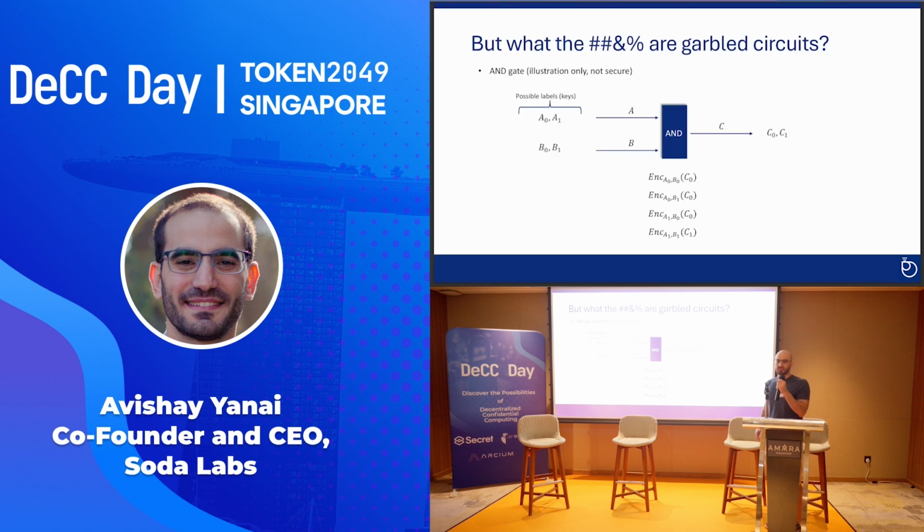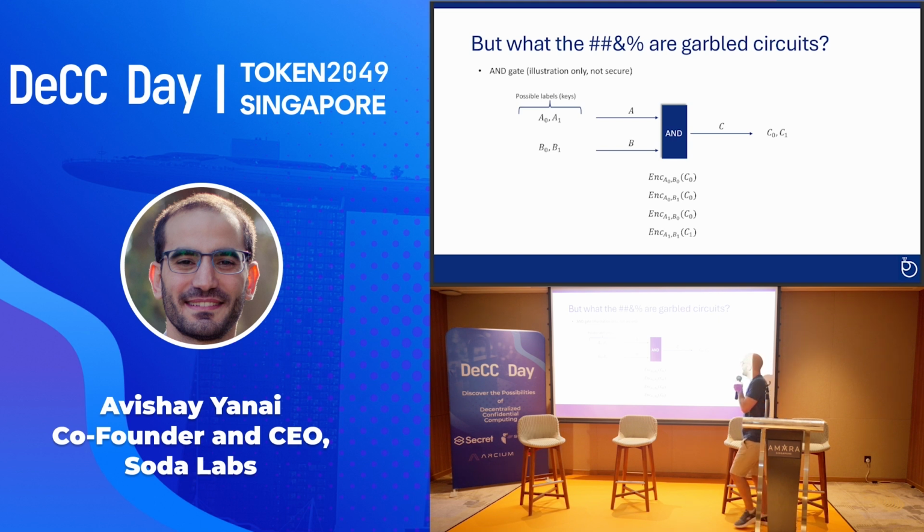So I told you about GCVM, but I didn't tell you anything about garbled circuits. So what are garbled circuits? This is a very simple illustration of a garbled gate, actually, of an AND gate. It's just for illustration and not secure. An AND gate has 2 input wires, A and B, and 1 output wire, C. To garble the gate, I will assign 2 cryptographic encryption keys, A0 and A1, to wire A, and so for B and C. A0 and A1 will represent the values 0 and 1 respectively.